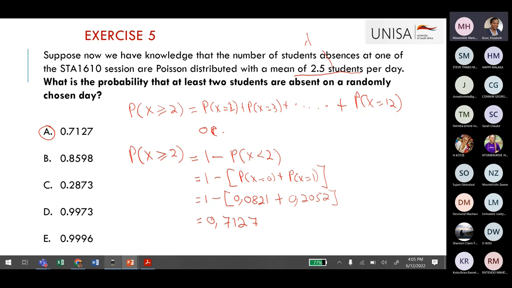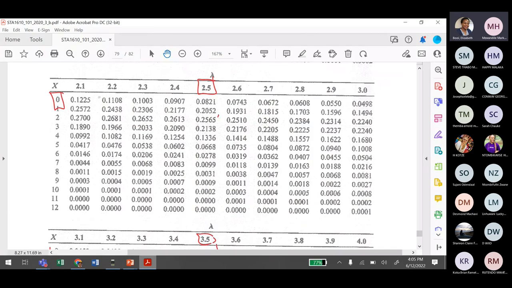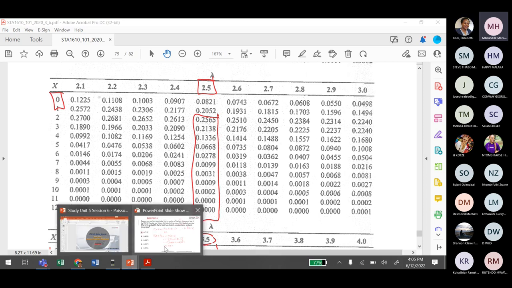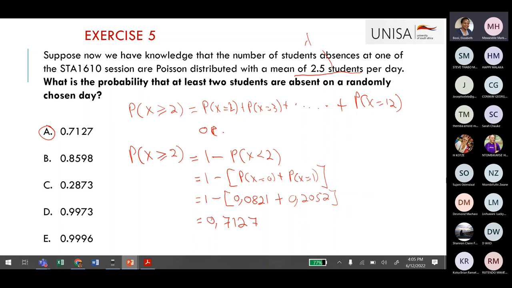Okay. So you can also check it if you are not sure. You can check it by adding all these values. So at least we will add up until 10 because 11 and 12 are 0. That should give you the same answer.